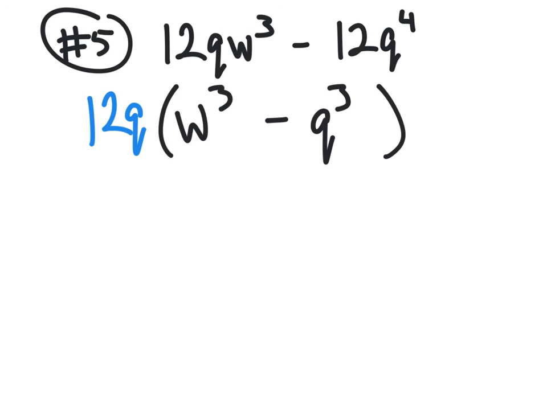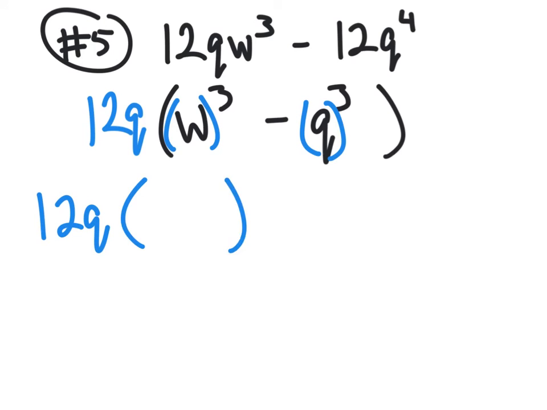Now, could we do anything else? Yes. You could apply the difference of 2 cubes formula, right? Because right here you have a perfect cube term, right here you have a perfect cube term, and you don't even have to think about it. The W is your A value, the Q is your B value. You remember that? So the first part, the 12Q, is just going to come down. Then you're going to have a binomial, and then you're going to have a trinomial. So what's the binomial going to be right here, using the difference of 2 cubes? It's going to be what? W minus Q. That's easy.